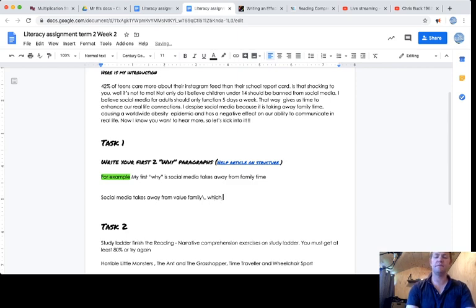which can be used to strengthen. I can't spell, strengthen. So social media takes away from valuable family time. I'm actually going to change this "which can be used" because it's not very assertive.